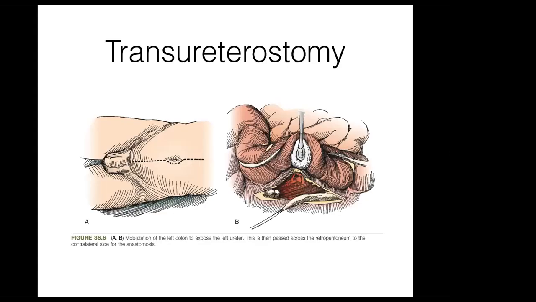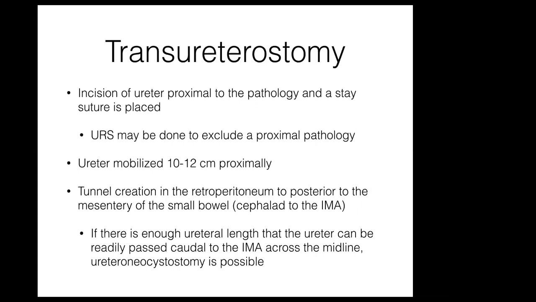So here, a midline incision up to the xiphoid process, and over here, you pass the ureter to the contralateral side for anastomosis. So, incision of the ureter proximal to the pathology, and the stay suture is then placed. Again, ureteroscopy may be done to exclude a more proximal pathology.